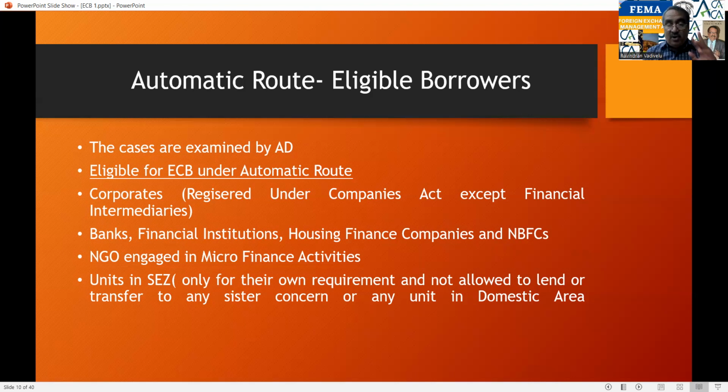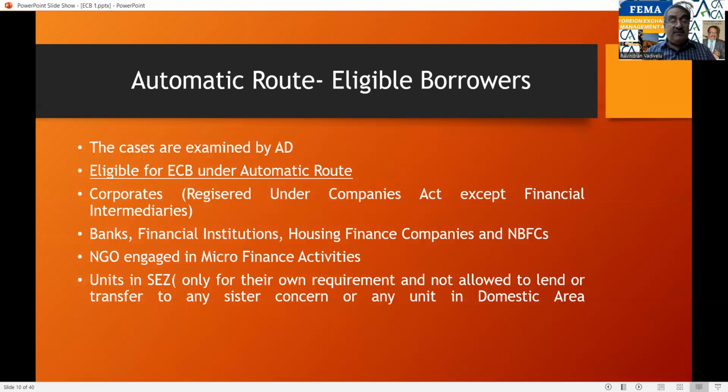A corporate can borrow by way of ECB. That is, the borrower corporate should be registered under the Companies Act, but the financial intermediaries are not included in the eligible category. So banks, financial institutions, housing finance companies and NBFCs, and NGOs engaged in microfinance activities can get the ECB.